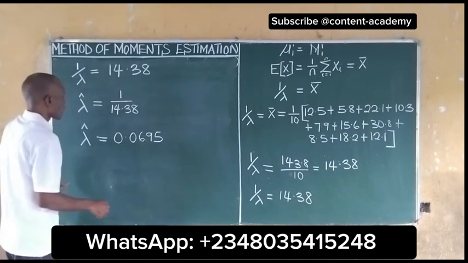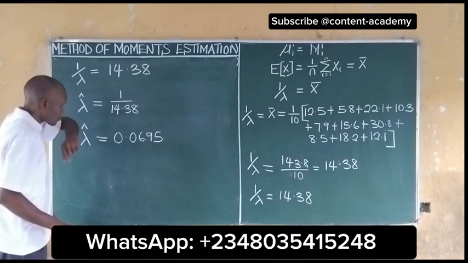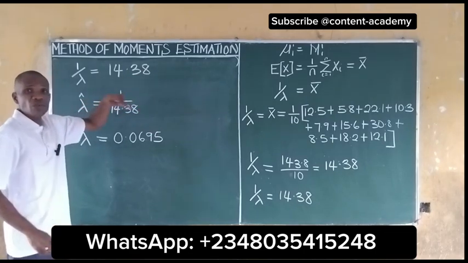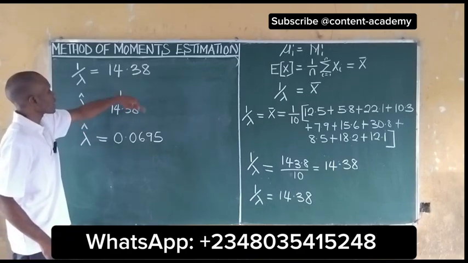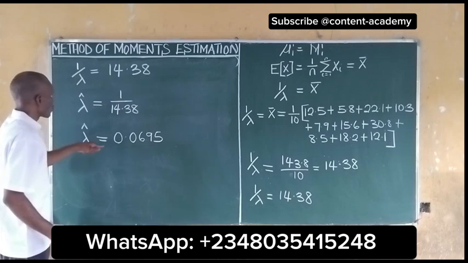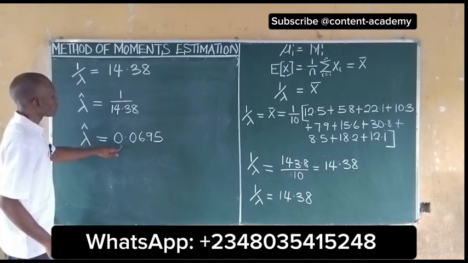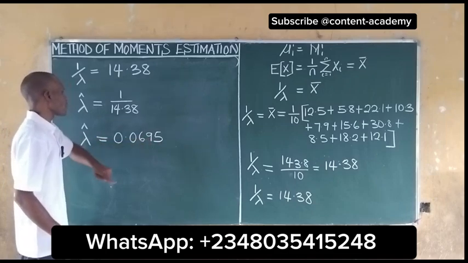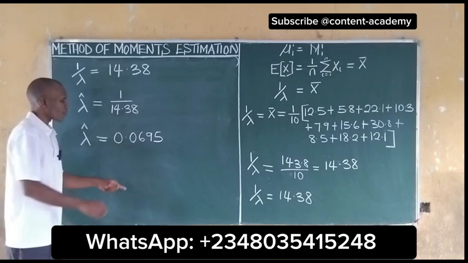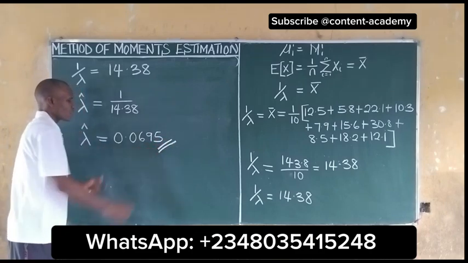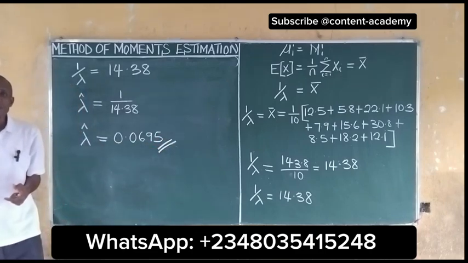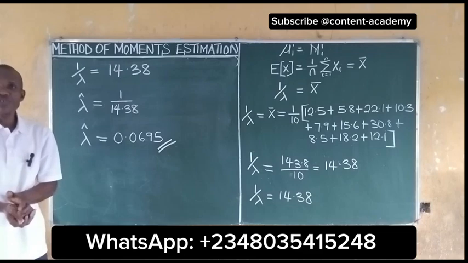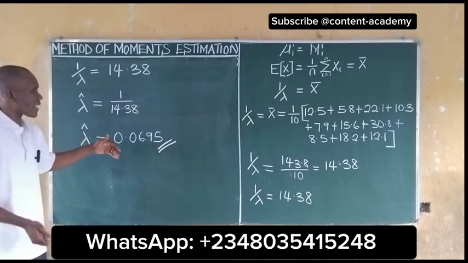So it means that for every second recorded from our question, we have an estimate of 0.0695. So this is how we can compute the method of moments for an exponential distribution when given data like the type we have here.